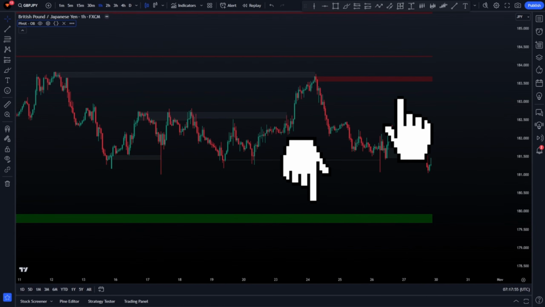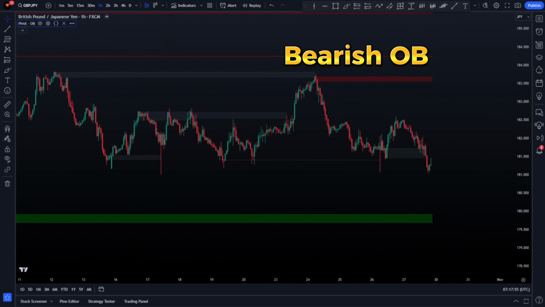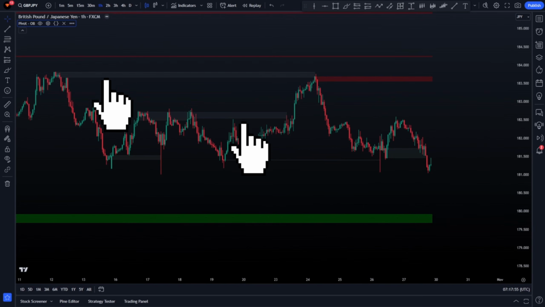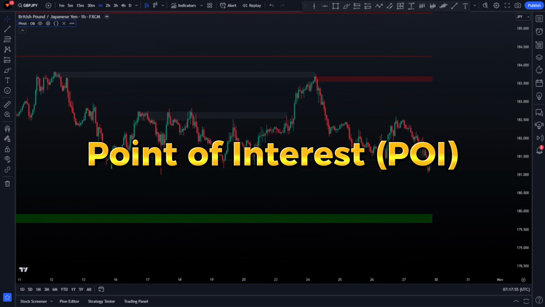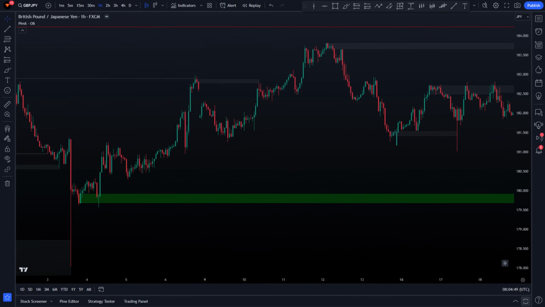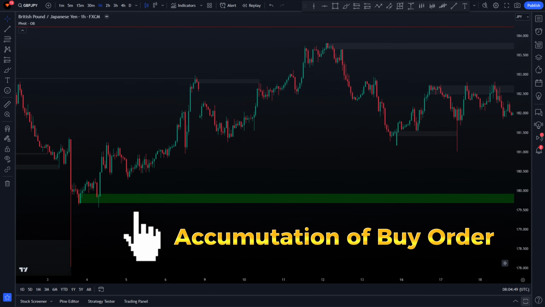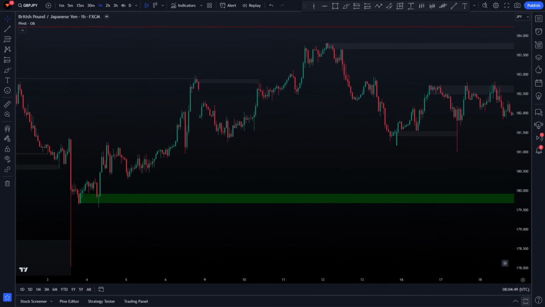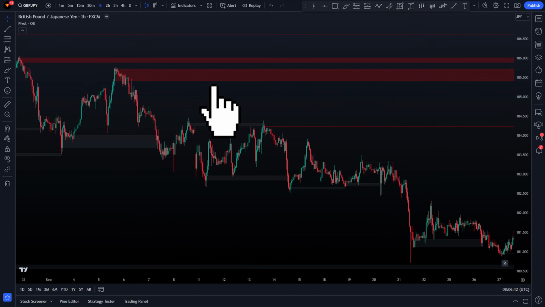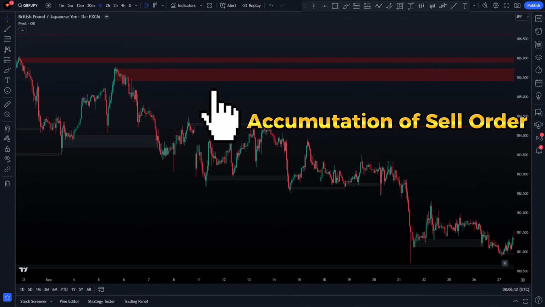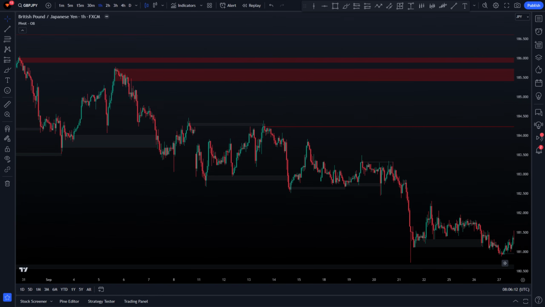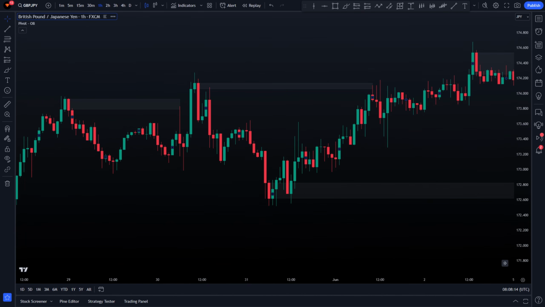The red and green blocks you see on the chart represent bearish and bullish order blocks. The smaller, faint white blocks are points of interest levels. Although this indicator doesn't label each block explicitly, when you see a green block, it means there's an accumulation of buy orders, suggesting you should look for confirmations before entering. When you spot a red order block, it indicates an accumulation of sell orders, helping you make informed trading decisions based on market sentiment. Let's look at a specific example on the chart.